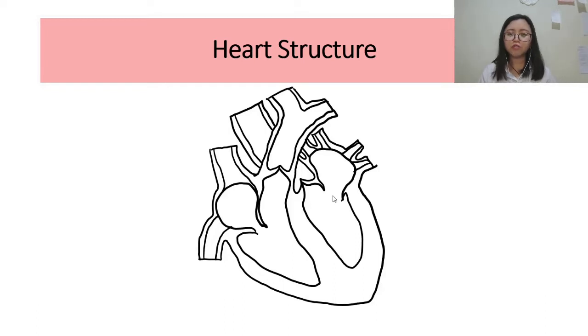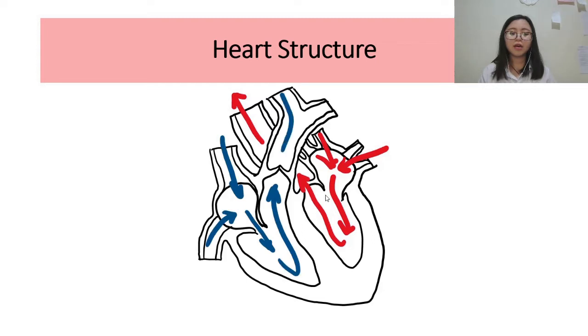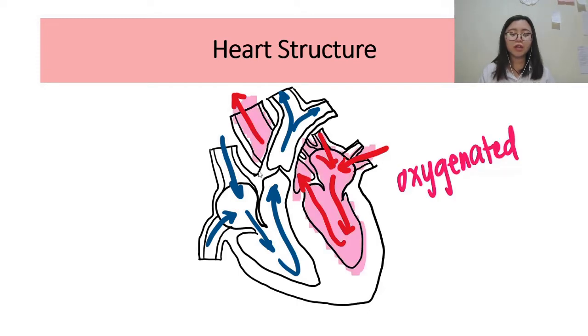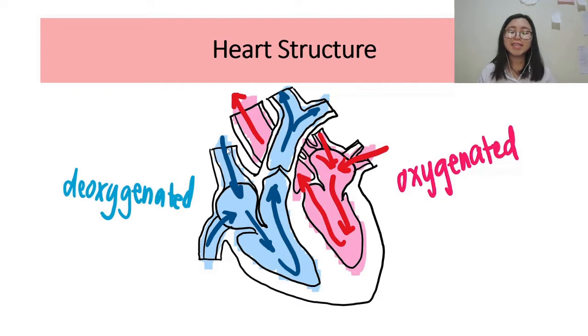Let us look at the flow of blood into the heart once again. Oxygenated blood goes in from the pulmonary vein into the left atrium and then flows into the left ventricle and from the left ventricle out of the aorta and to the whole body. Deoxygenated blood will come from the whole body, travel in through the vena cava, yang di atas itu adalah superior vena cava, yang di bawah inferior vena cava, masuk ke dalam right atrium. After it enters the right atrium, it goes into the right ventricle and then out through the pulmonary arteries. This is the flow of blood in the heart. One side will be carrying oxygenated blood, and the other side carries deoxygenated blood.